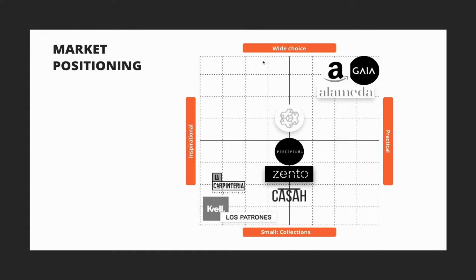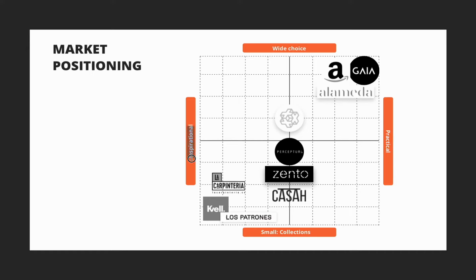And in fact, based on these personas, I would also use access to position our brand. So we have wide choice and small collections, and we have inspirational or very practical websites, where the best example of practical would be Amazon, because Amazon is the website where you can find everything. It gives you all the filters, it gives you all the details. It's very nerdy, but you can find all the information there.